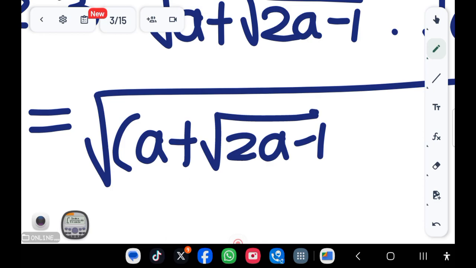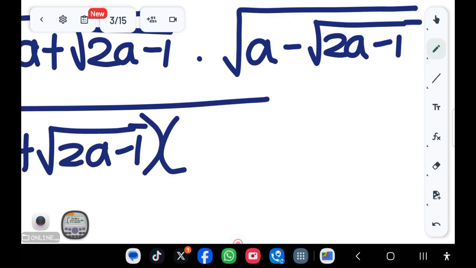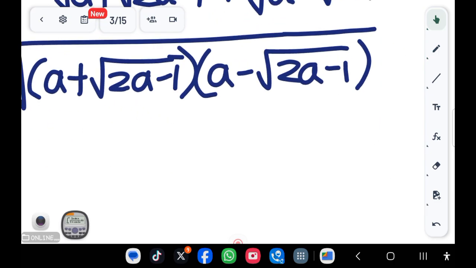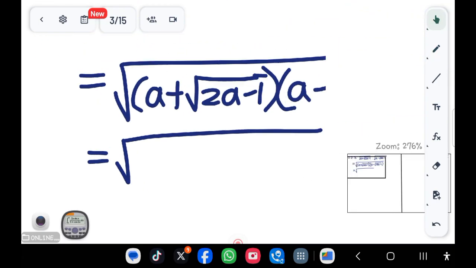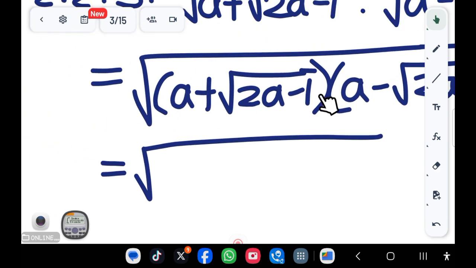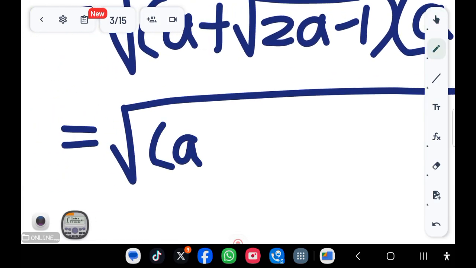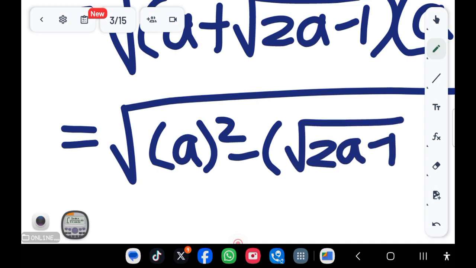That's the effect of multiplying a square root by another square root. So that multiplied by the other one, so that will be a minus the square root of 2a minus 1. All right, now this is a difference of 2 squares. So that gives us the square root of the first term squared minus the second term squared. So that will be a squared minus the square of the second term, the square root of 2a minus 1. Okay, let's fix that. We square that.